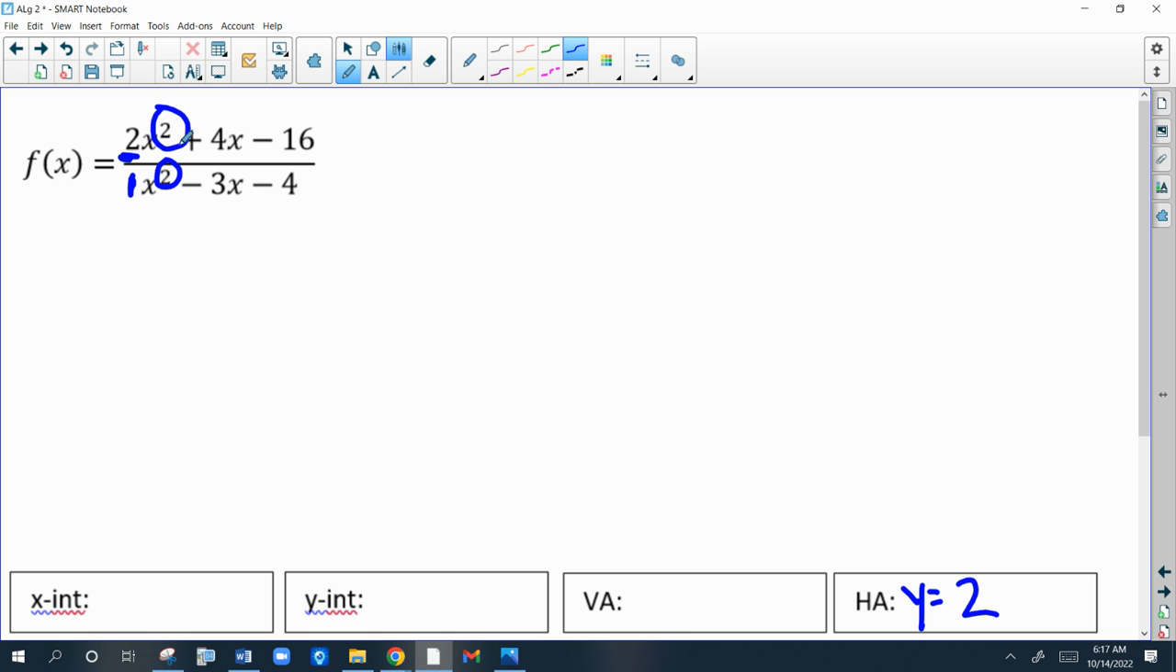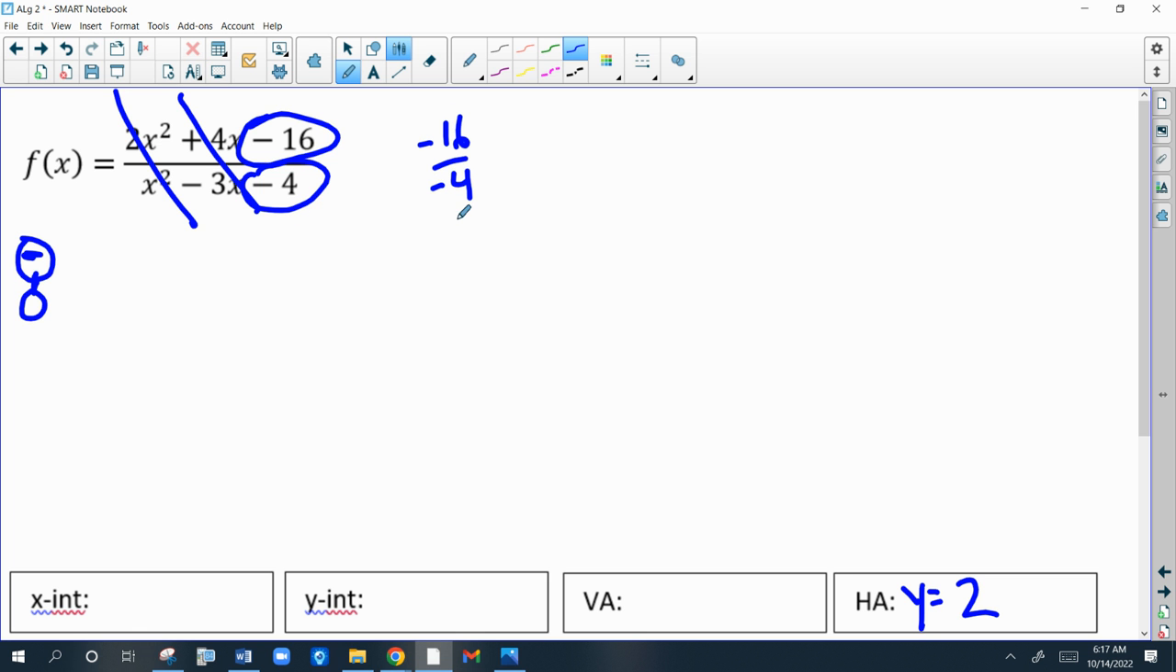You should also find the y-intercept when the function is in this form. For the y-intercept, you just plug in 0 for x. Because x is 0, all those terms disappear, and you're left with this number over this number. So the y-intercept would be negative 16 divided by negative 4, which is 4. So the y-intercept is located at (0, 4). That was easy too.